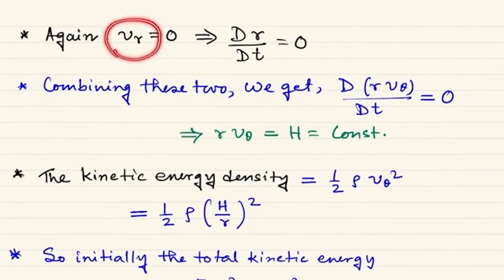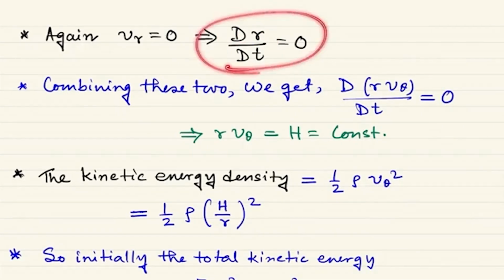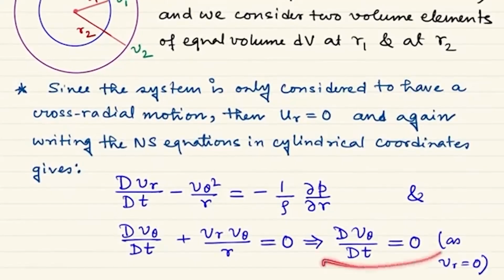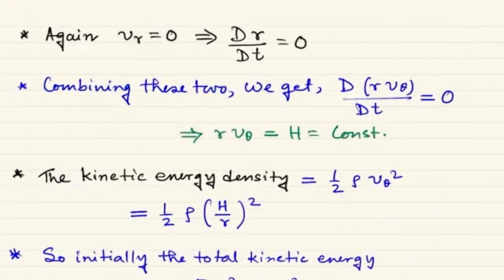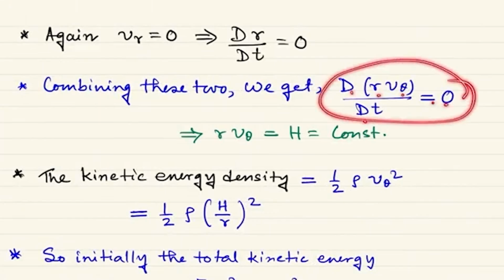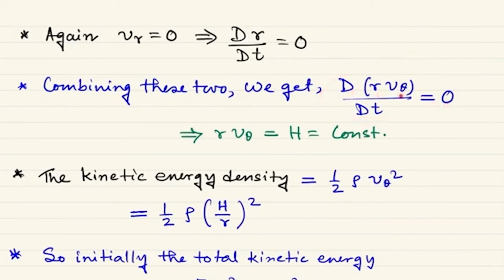Again, Vr is equal to 0. What is the meaning of that? That means dr/dt is equal to 0, right? This is the simple meaning of this. And if we combine this one and this one, then we can write that d/dt of r v theta is equal to 0.